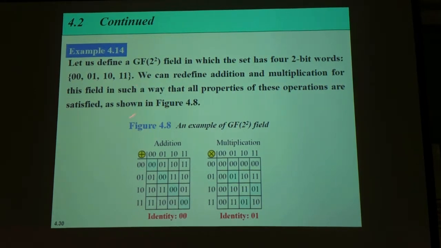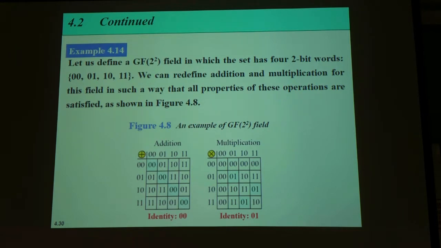So we can redefine addition and multiplication for this field in such a way that all properties of these operations are satisfied. So let's say in here, we put the elements in here and the elements in here. What's the identity for addition? 00. You add anything to 00. What's the identity for multiplication? 01. So we did the multiplication operation here. So is this a Galois field? Yes, because the base number is a prime and n is a positive integer. We could represent this with how many bits?